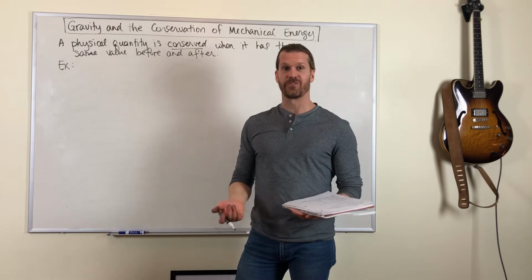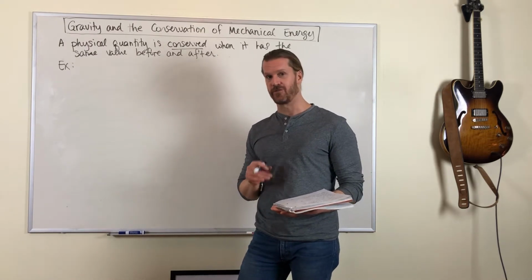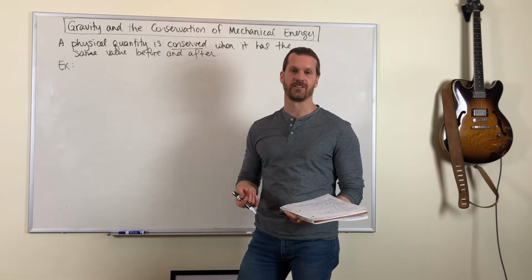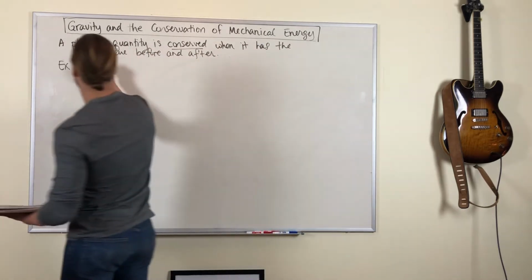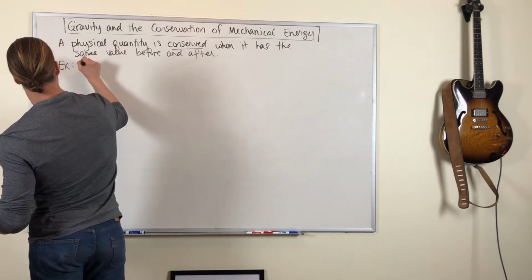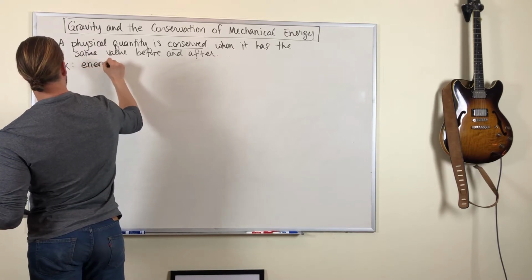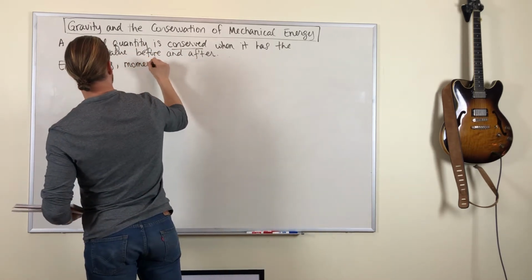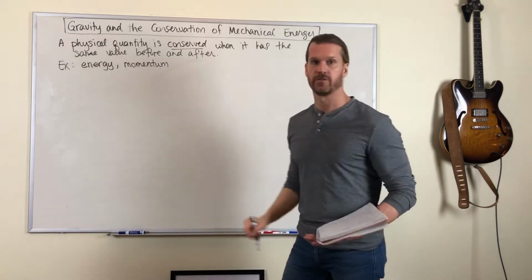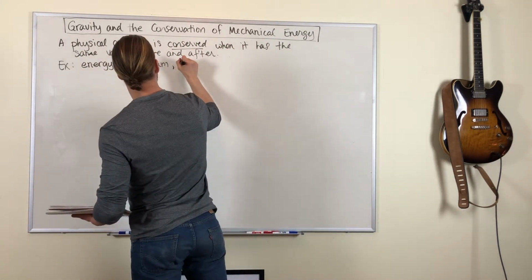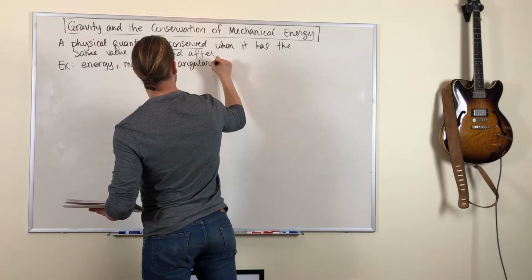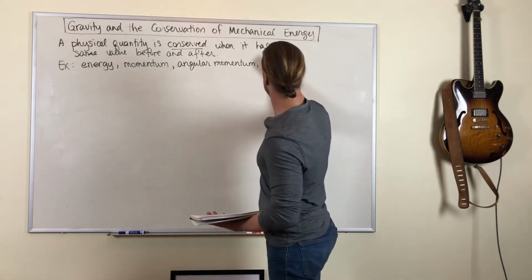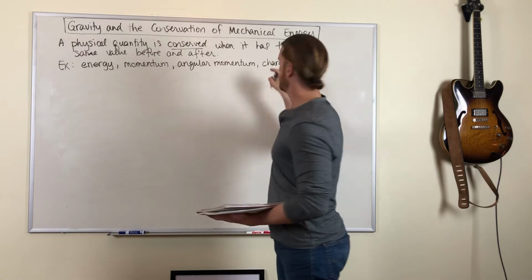There's several important physical quantities that we'll learn about that are conserved in Physics 6 and in Physics 7. And there's some others in more advanced applications of physics. But in Physics 6 and Physics 7, we'll see that energy is conserved, momentum, which we'll learn about in Unit 7, angular momentum, and charge, which we discuss in Physics 7.